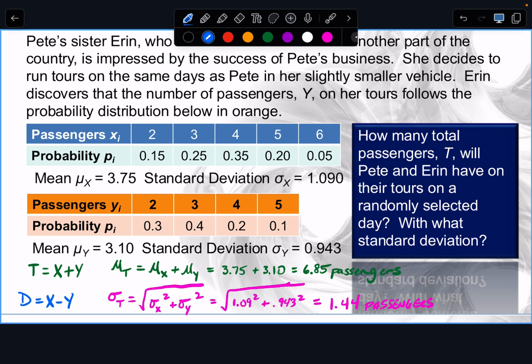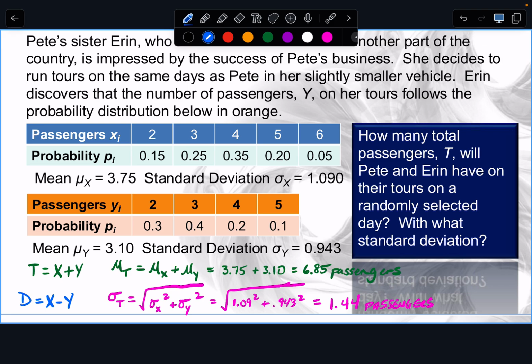What about my standard deviation? It's not going to change. My standard deviation for the difference is exactly the same as the standard deviation for the sum. So whether I add the variables or I subtract the variables, the variances always add. So changing to the difference would affect the mean, but it's not going to affect the standard deviation. I would still get the 1.44 passengers because we always add the variances together.